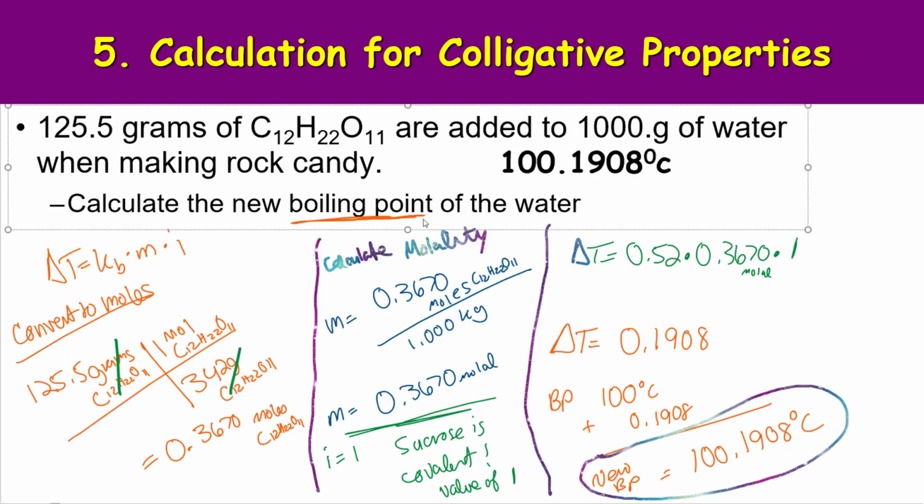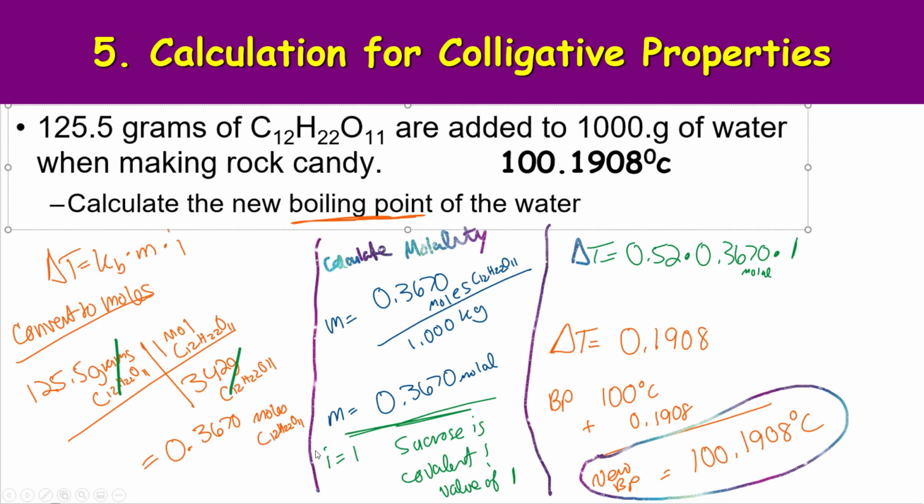If you got 100.1908 degrees Celsius for the new boiling point, you did it correct. Lots to dissect in this one. First thing I had to do is I was given grams of a solute, and I was not given moles. So I actually had to calculate how many moles 125.5 grams of table sugar winds up being. You'll see 4 significant figures. I get 0.3670. I then had to take that and plug that into my molality calculation, which is moles of solute over kilograms of solvent. You'll see that the 1,000 grams is 1 kilogram. I get a molality of 0.3670.